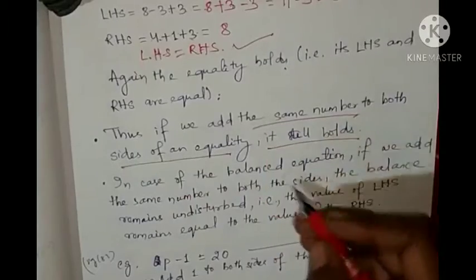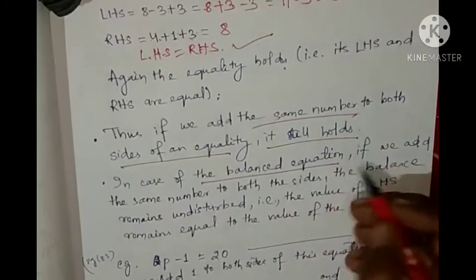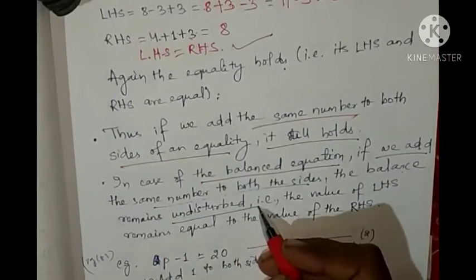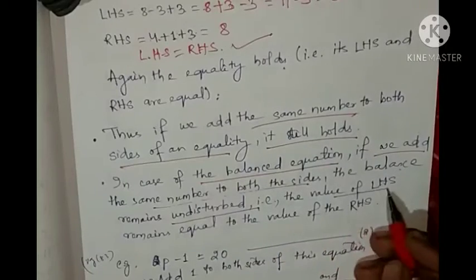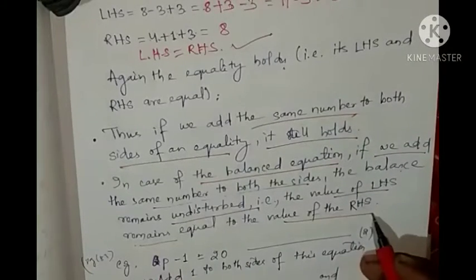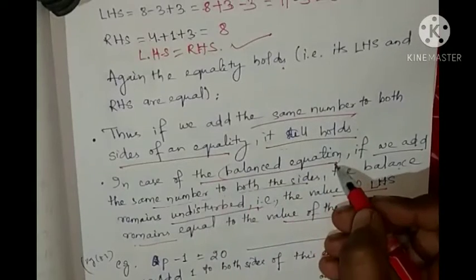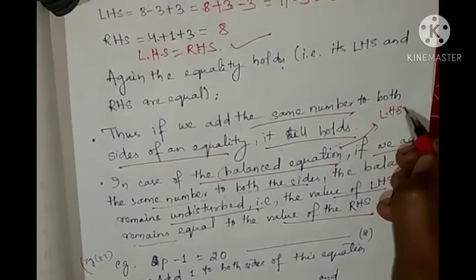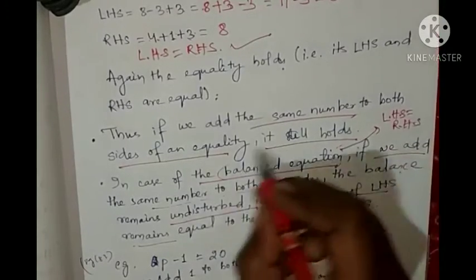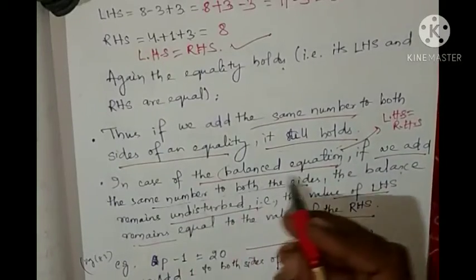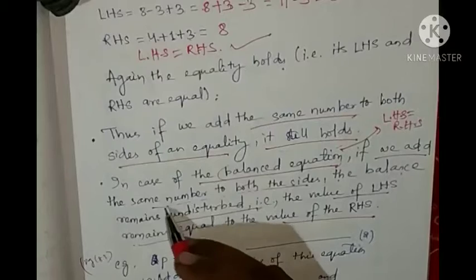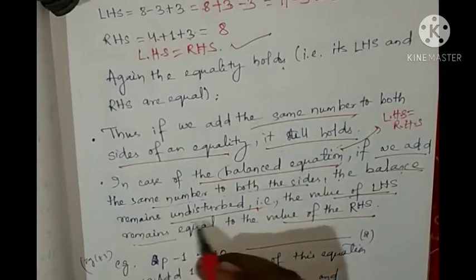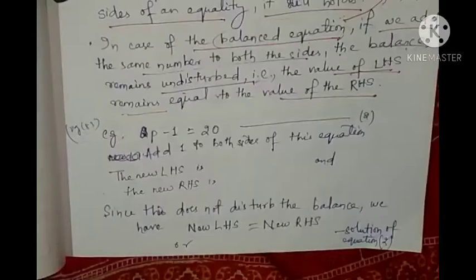This one we'll use in equations. In a balanced equation, if we add the same number to both sides, the balance remains undisturbed. That is, the value of LHS remains equal to the value of RHS. So what is a balanced equation? When in an equation, LHS equal to RHS, that is a balanced equation. If we add the same number to both sides, the value remains the same, meaning the balance remains undisturbed. So let's see some examples.